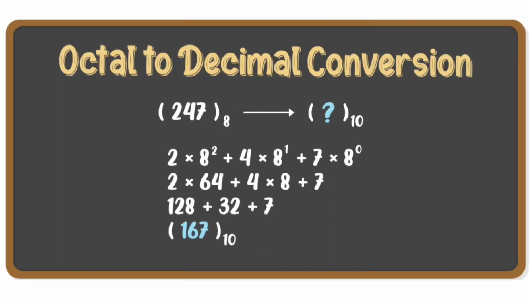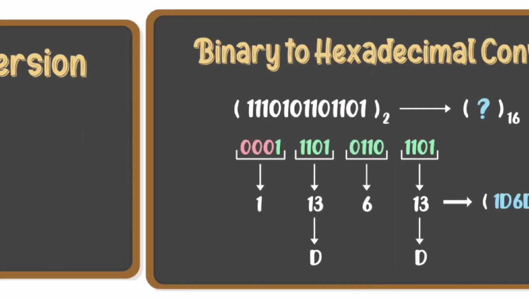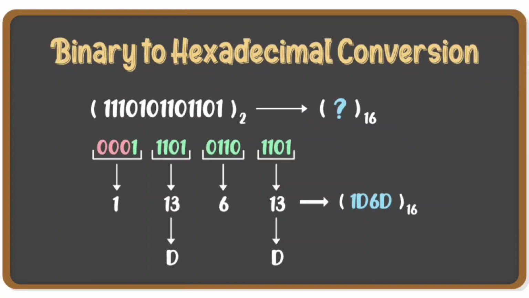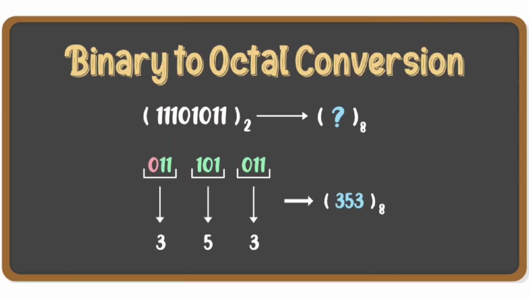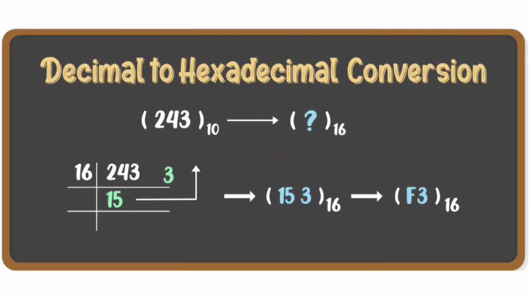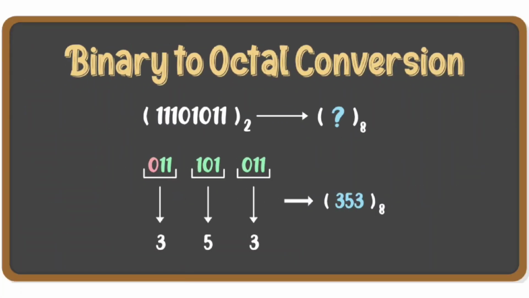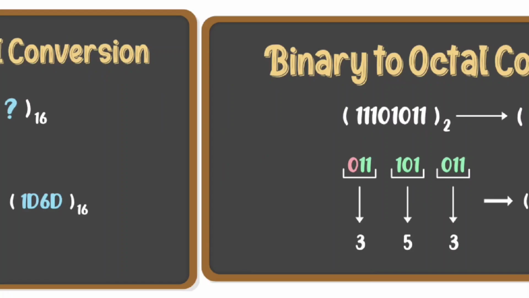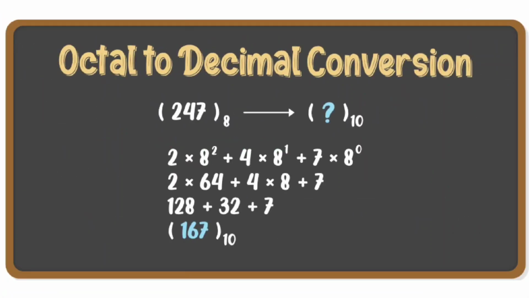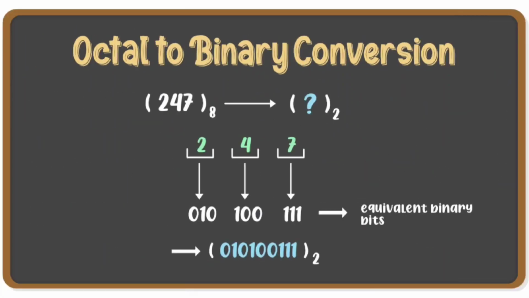Okay, and next, binary to octal. Okay, so first we have seen binary to decimal. Okay, next binary to octal. Okay, octal to decimal. Next, one more session. Okay, octal to binary. So octal to decimal we have seen. Next session is octal to binary conversion.